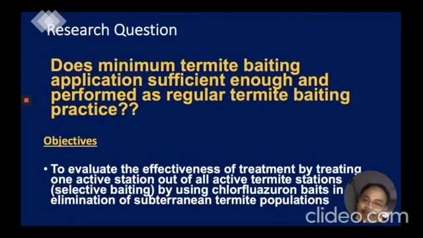Because we want to have sustainable termite pest management, or green pest management. Our objective is to evaluate the effectiveness of treatment by treating one active station. We have all the stations in the perimeter of the building, but we want to treat only one station with IGR, the active termite baiting product. Here we are using chlorfluazuron bait to eliminate the whole termite population.